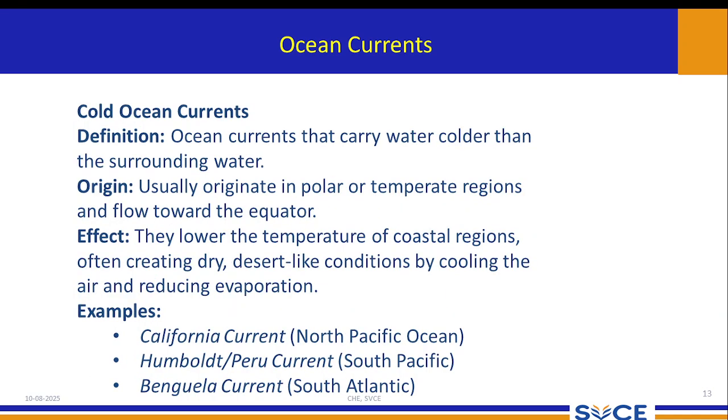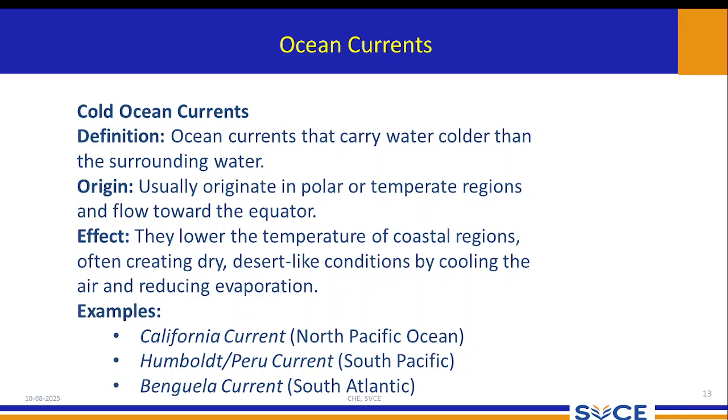Coming to cold ocean currents, they carry water colder than the surrounding water. They originate in the polar or temperate region and flow toward the equator. The effect is that they lower the temperature of the coastal region, often creating dry, desert-like conditions by cooling the air and reducing evaporation.